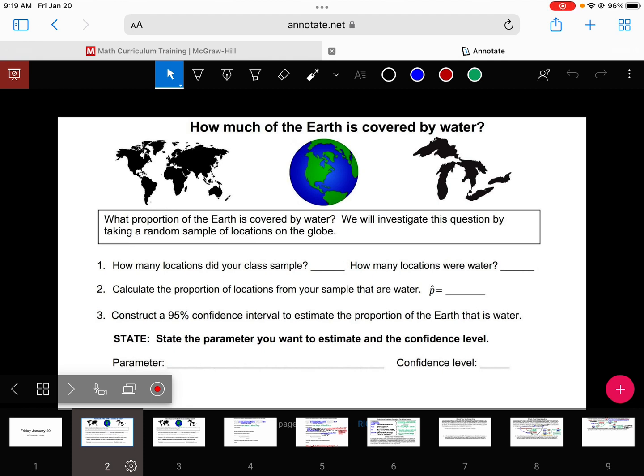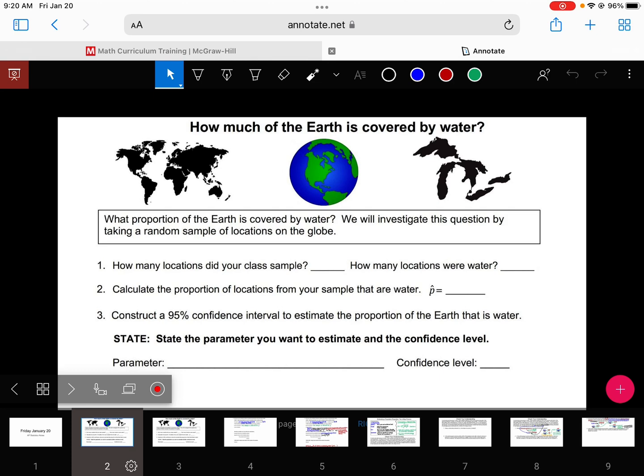33, 34, landed on land. 35, 36, 37, we're in water again. 38, 39, 39 is on land. 40, what are we at so far? 23? Okay, so we got 10 more to go.